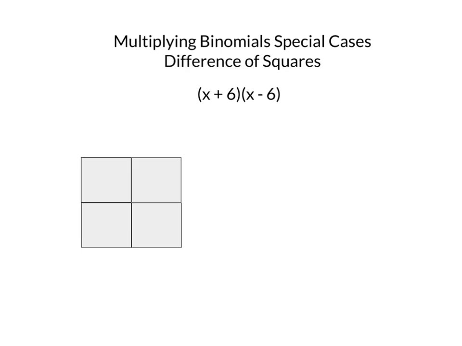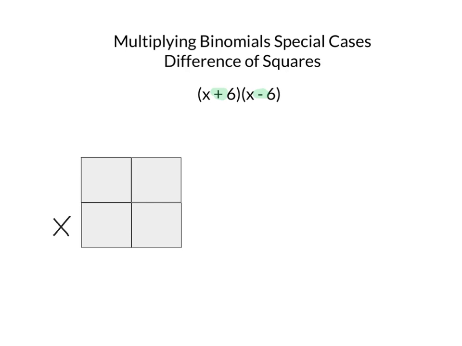So in my first example here, I have the quantity x plus 6 times the quantity x minus 6. And so this is a difference of squares. You'll notice that your binomials look very similar. The only difference is this one is addition and this one is subtraction. And that is needed in order to make this work. So let's use our box method here on the left to multiply these.